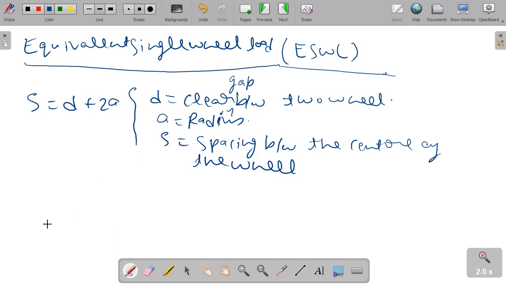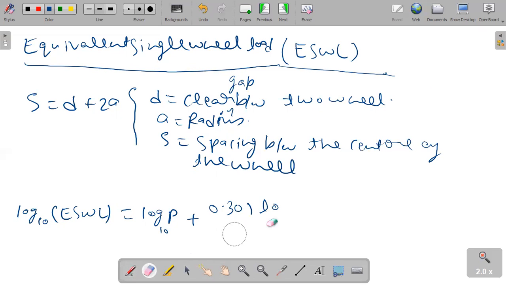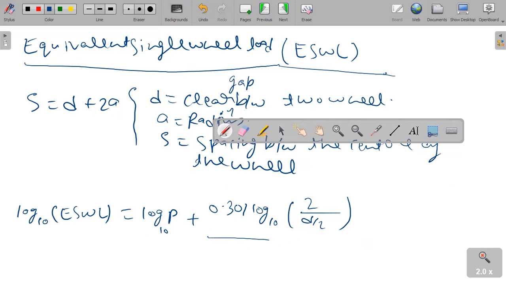Okay, so we have basically one formula for equivalent wheel load: log10 ESWL is equal to log P to the base 10 plus 0.301 log(2s/(d/2)) to the base 10 upon log(2s/(d/2)) to the base 10.